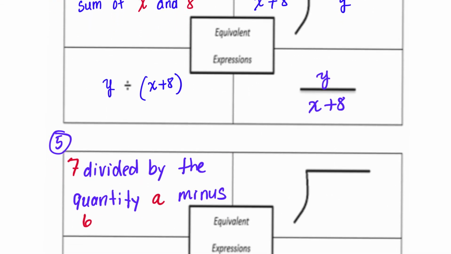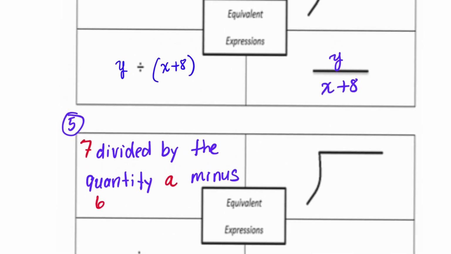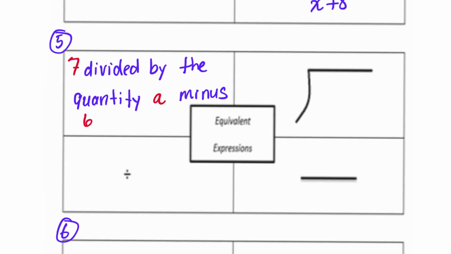Okay, we have completed number 4. Now let's try to do number 5. 7 divided by the quantity a minus 6. It's a fraction. 7 divided by the quantity a minus 6. 7 is your dividend. A minus 6, your divisor.